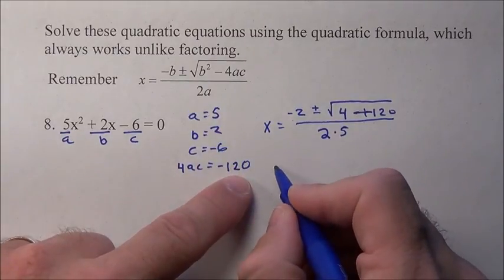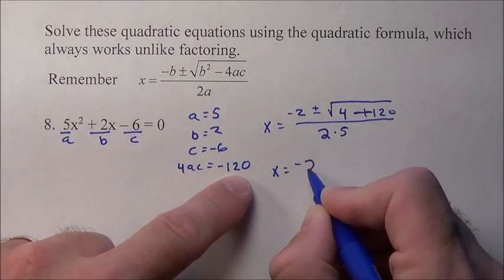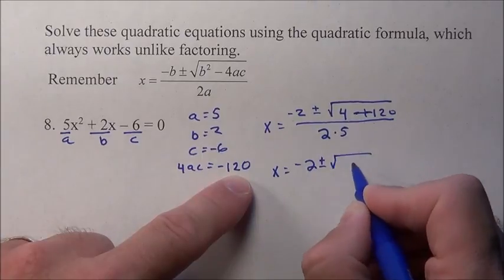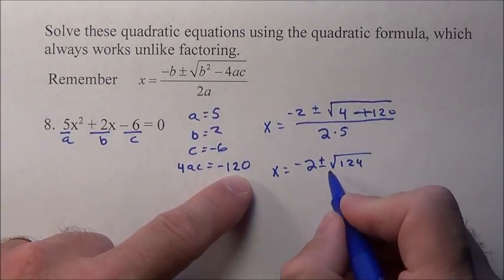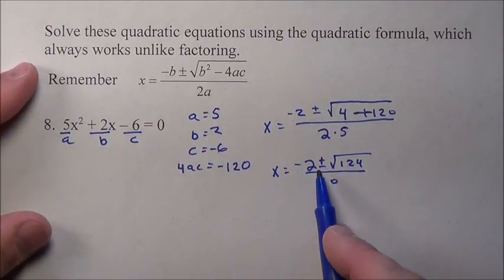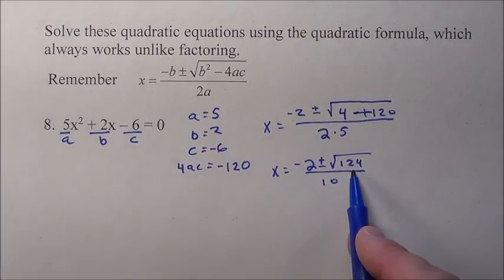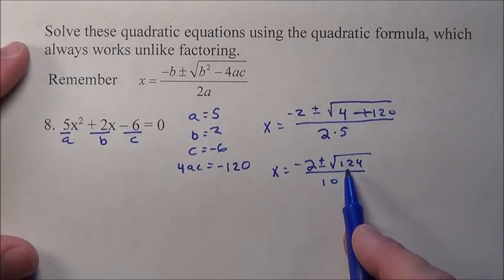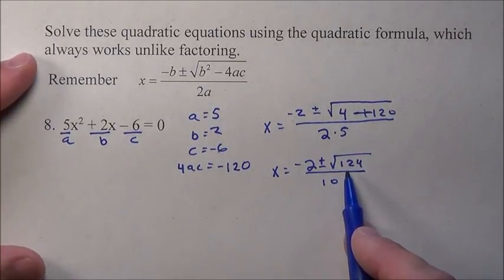2 times a, 2 times a 5. So cleaning this up, I get -2 plus or minus the square root of 124 all over 10. At this point, I'm going to break it up. I'm going to break up that plus minus. It'd be great if that were like a 121, so that's 11, but this is like 11 point something. So it's going to be messy, and that's what we're going to use a calculator for.